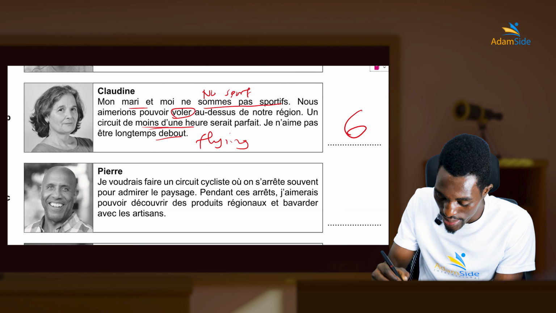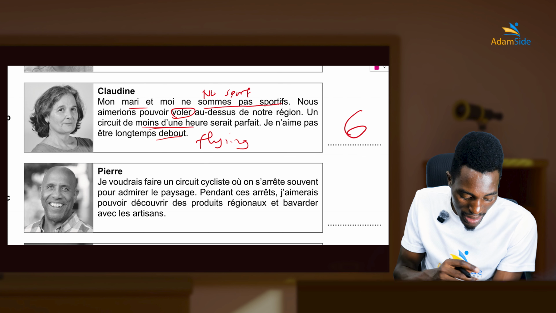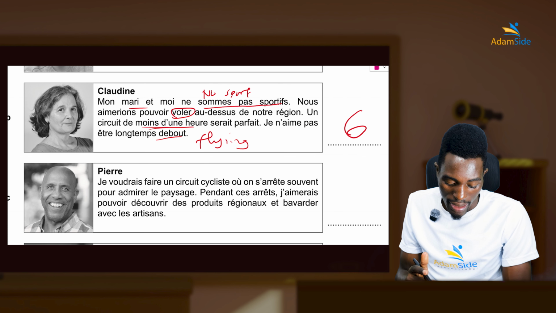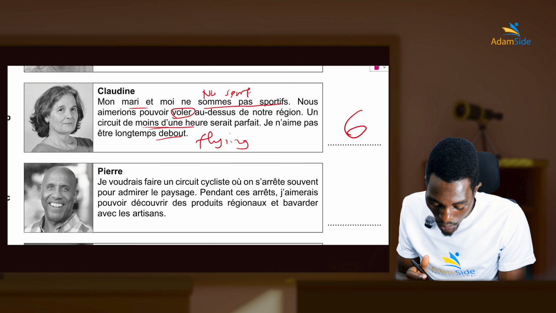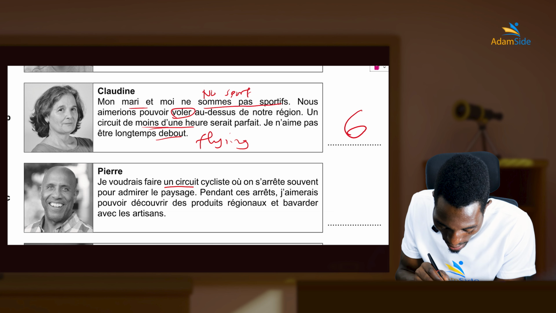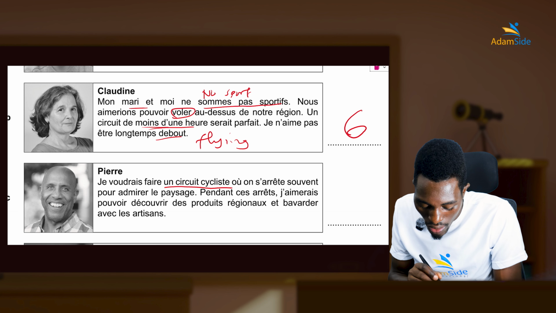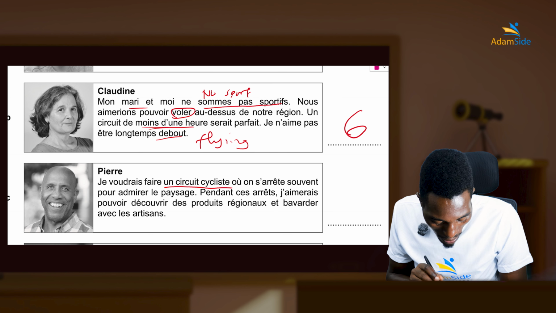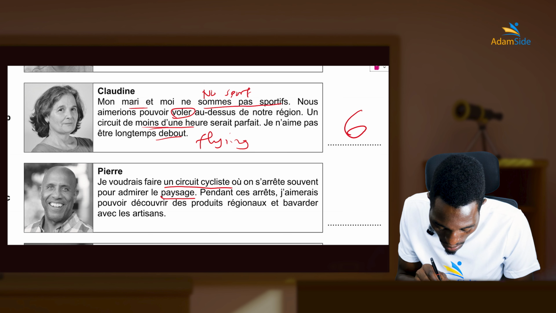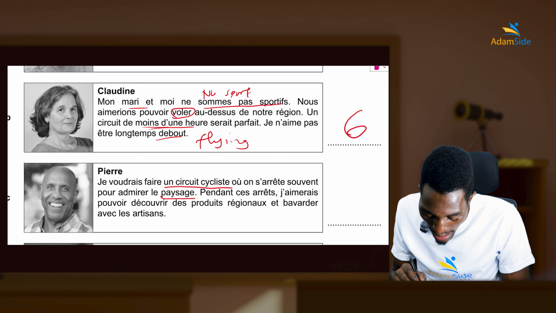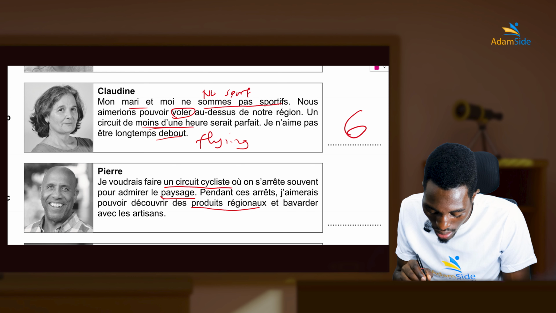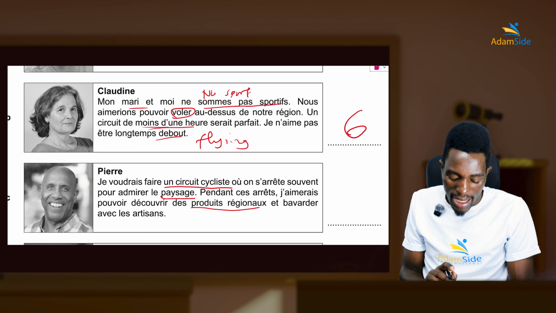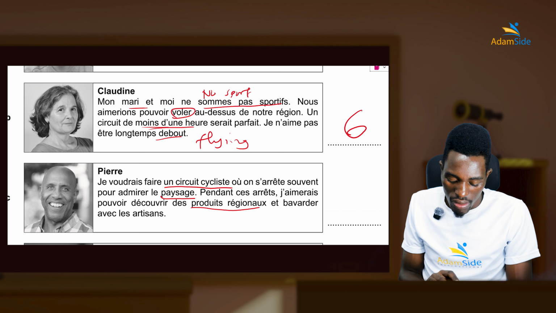Claudine number 6. Then we go to Pierre. Je voudrais faire un circuit cycliste. This is talking about cycling. Où on s'arrête souvent pour admirer les paysages. Pendant ces arrêts, j'aimerais pouvoir découvrir des produits régionaux et bavarder avec les artisans.